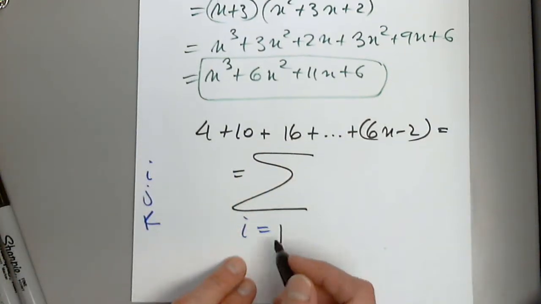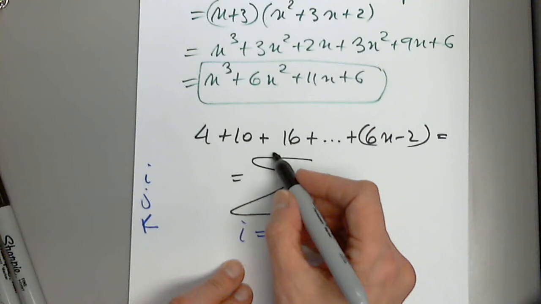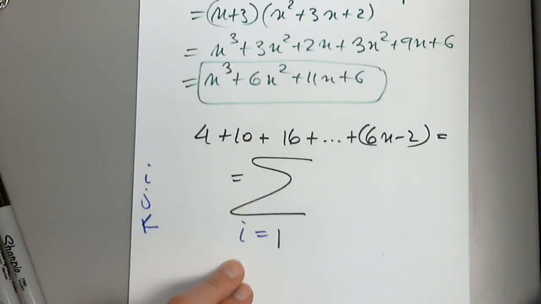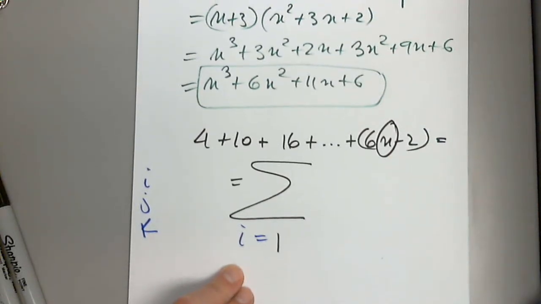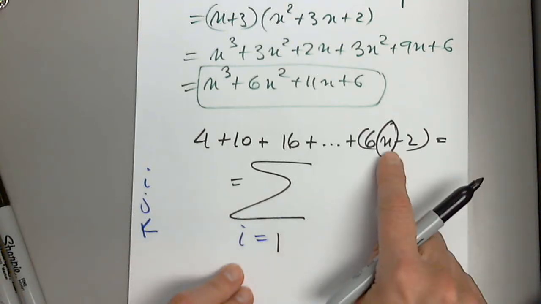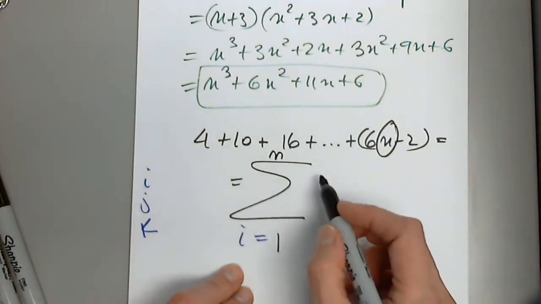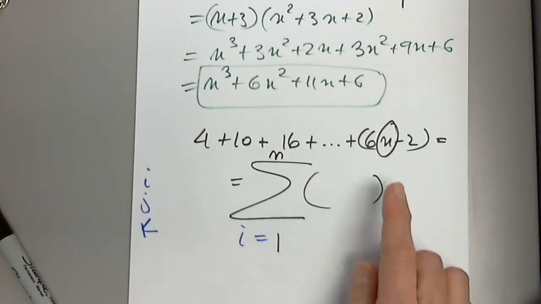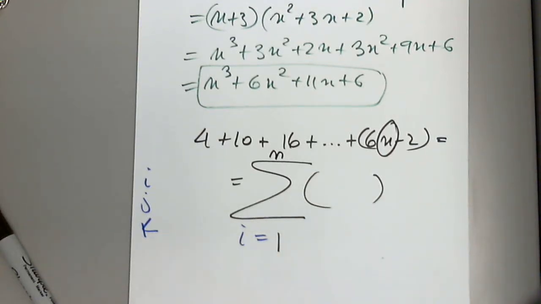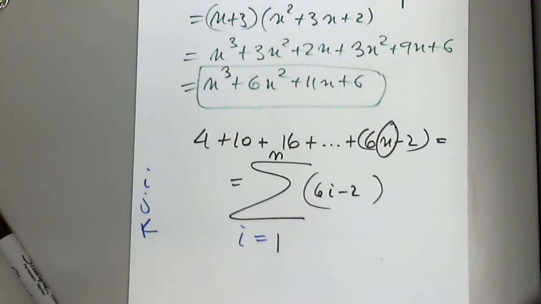Good. So then from I equals 1 till what is the last possible value for I? Last possible value for I is the last one. Yes. And then what do we have inside? What is the sequence? The general term of the sequence. But we have to use I. Exactly. 6i minus 2.